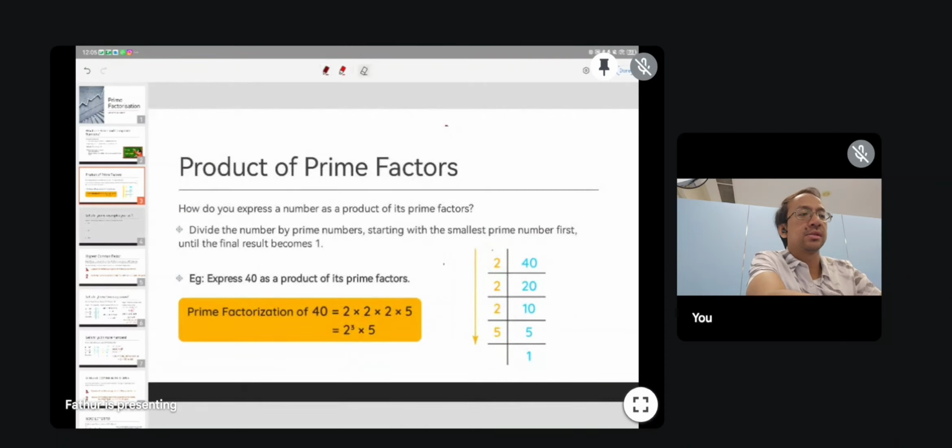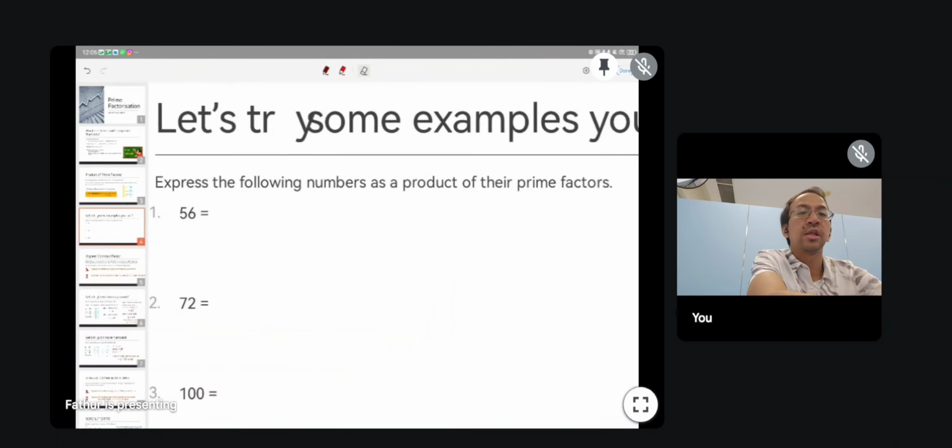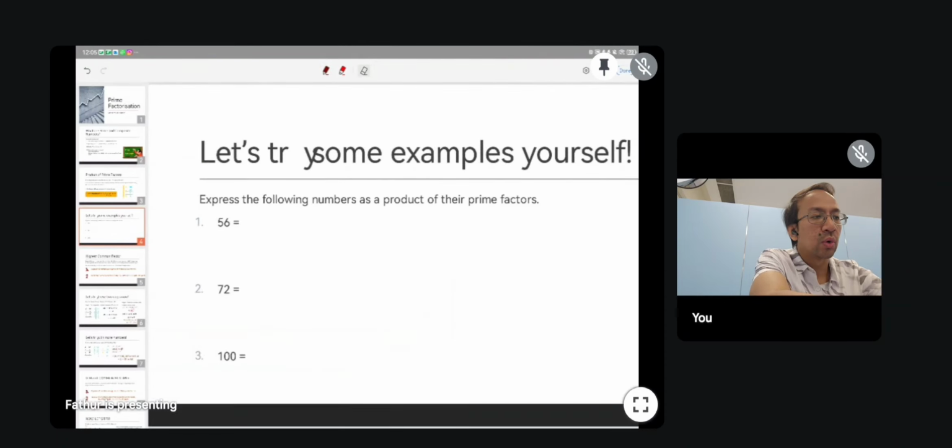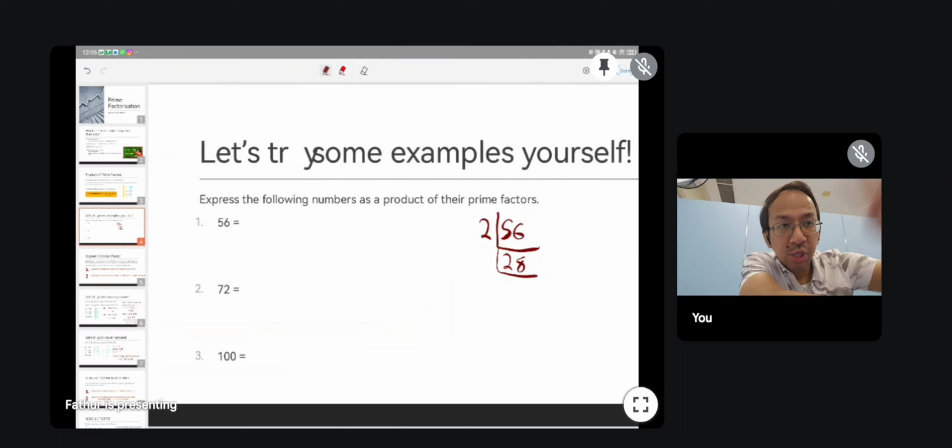Okay, so another example. Let's try this for yourself first. So 56. How do you express 56 as a product of its prime factors? So you have 56 here. You divide by 2. You get 28. Always start with the smallest prime number. Don't jumble up all these numbers because the moment you jumble up, later you will get very disorganized. Later all the numbers are wrong already. Okay? So 56 divided by 2, 28.